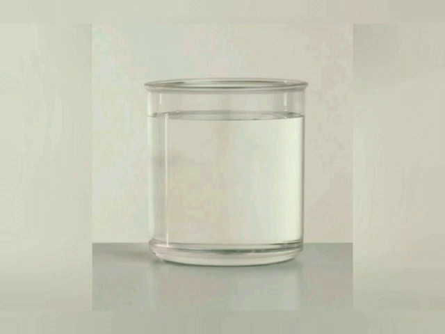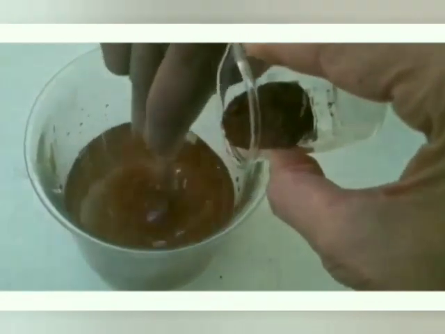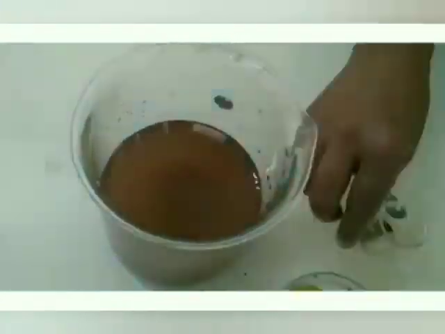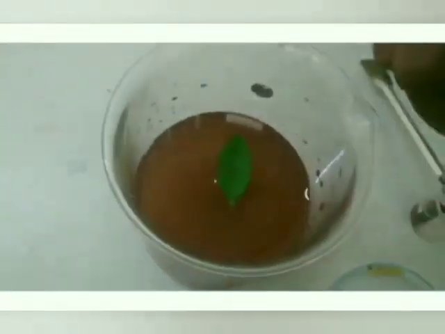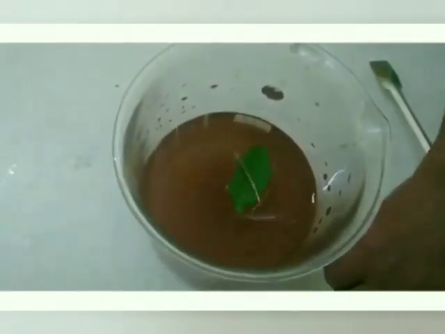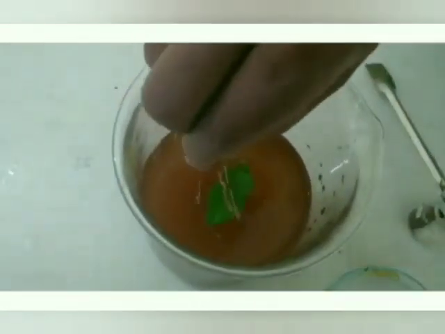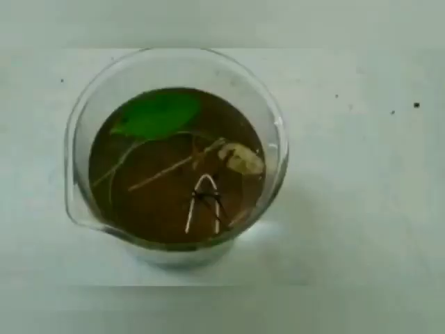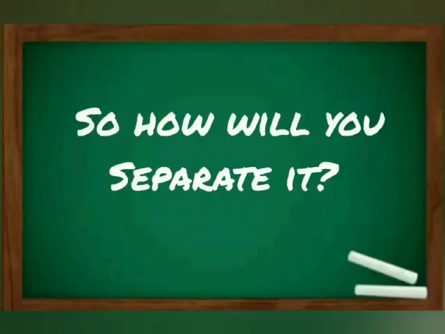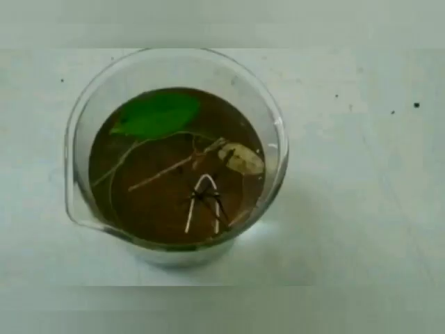First, take water in a beaker or any container and put some soil and make muddy water. Put some twigs, leaves, etc. to the water. As you see, we have a mixture of soil, twigs, leaves, etc. and water. We want to separate water from this mixture and we want to get pure water. So how will you separate it? Now keep this beaker as it is for at least 4 to 5 hours.